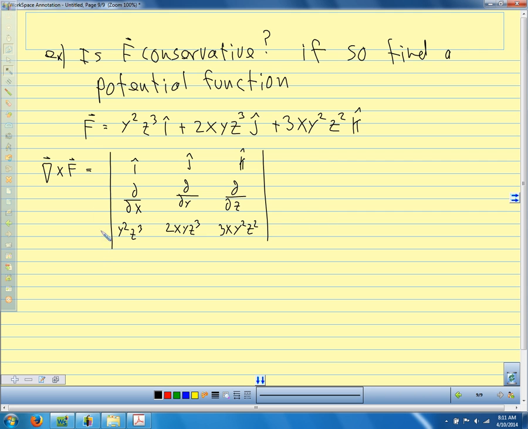And I'm going to form this determinant, so I'll go through this. This is i hat, and I'm going to take the partial derivative with respect to y of 3xy squared z squared. So I get 6xyz.